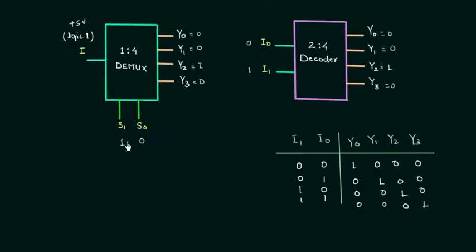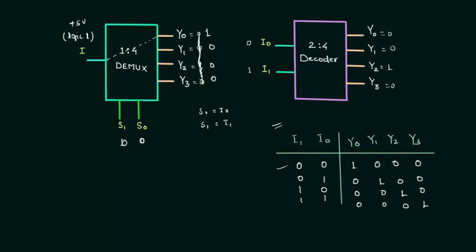Let's see how. When S0, S1 both are 0, 0, it means this input is transferred to y0, and y0 is 1, and y1 is 0, y2 is 0, y3 is 0. This is what we have when s0 is 0 and s1 is 0. And I have already told you s0 is equal to I0 and s1 is equal to I1, right? So we can compare these results with this table, and we can cross check whether we are moving in right direction or not. y0 is 1, y1 is 0, y2 is 0, y3 is 0. So the first case is verified.